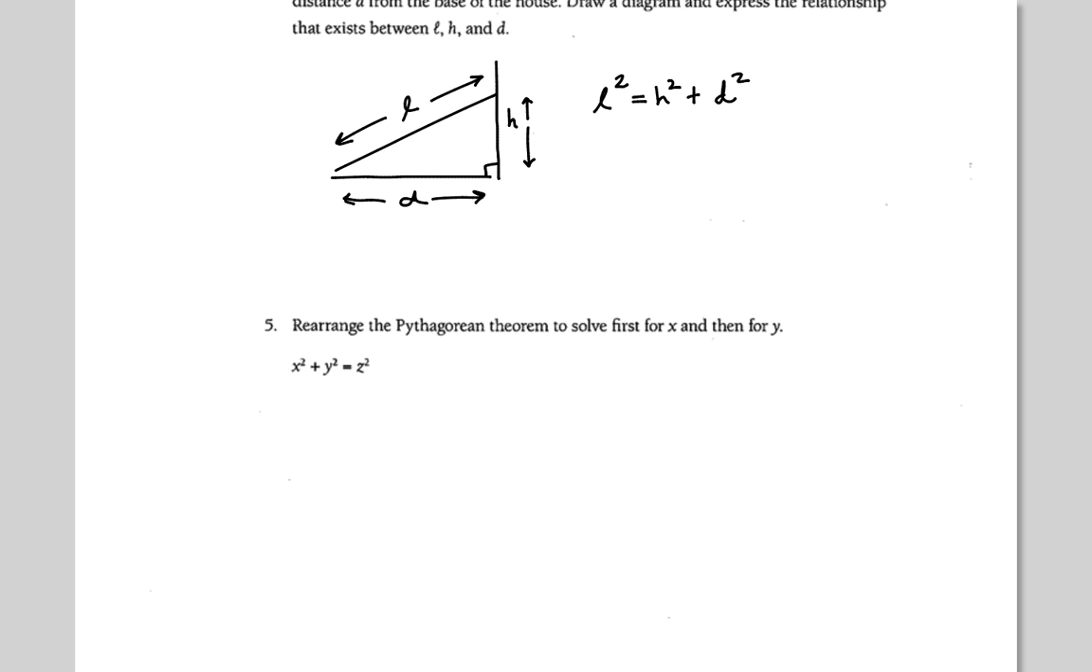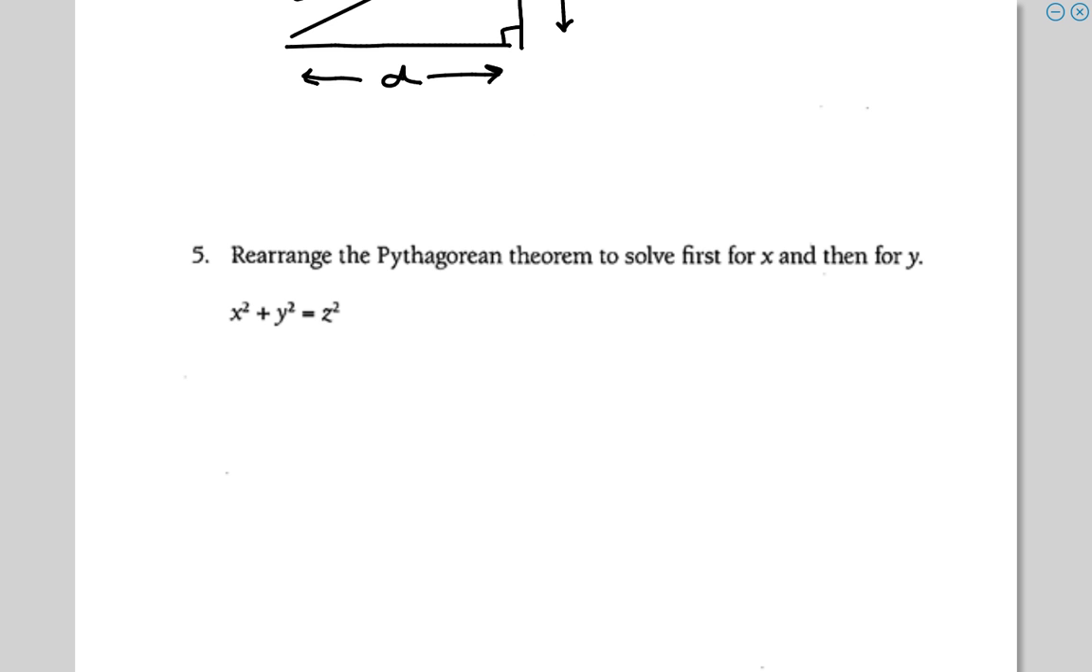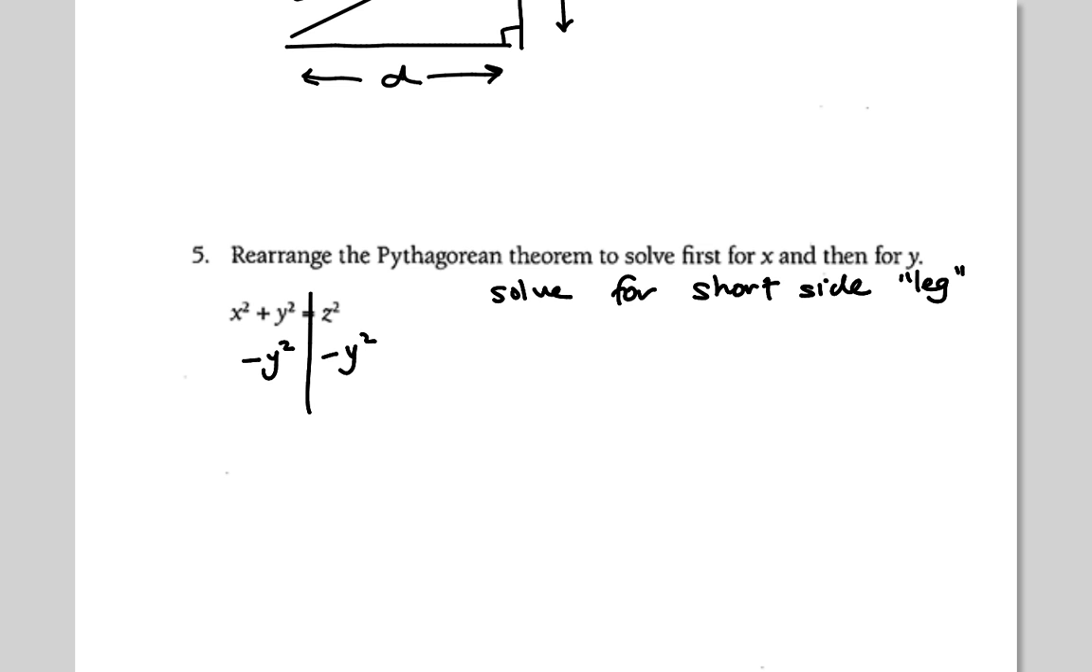And number 5 says rearrange the Pythagorean theorem to solve for x, and then solve for y. So this is to help us when we want to solve for the short side, which is a leg. So if you want to solve for a leg, you'll have to subtract from both sides of the equation. So you get x squared left on the left, and z squared take away y squared on the right.